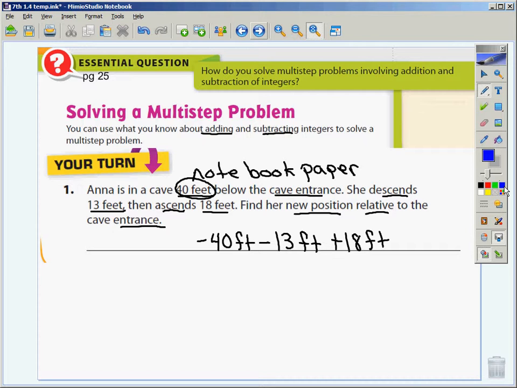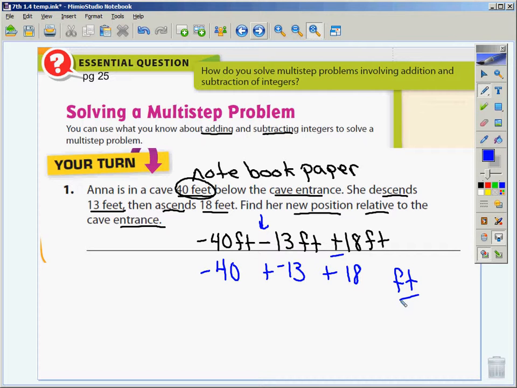And now remember that we don't do subtraction, which you see here. So I'm going to keep the 40. I'm going to change my subtraction to addition. And I'm going to add the opposite. And this was already addition, so I'm just going to leave it alone. And you can see that my answer is still going to be in feet.